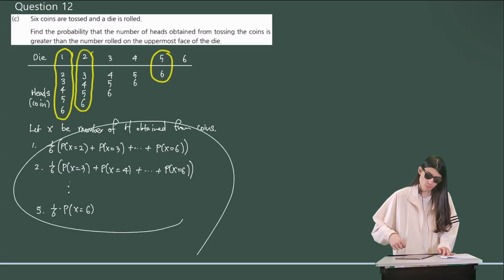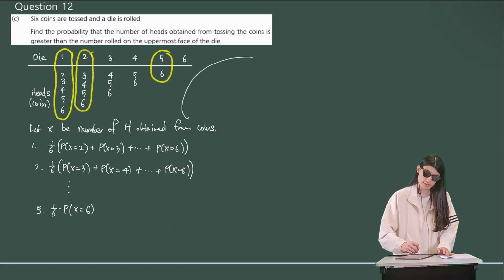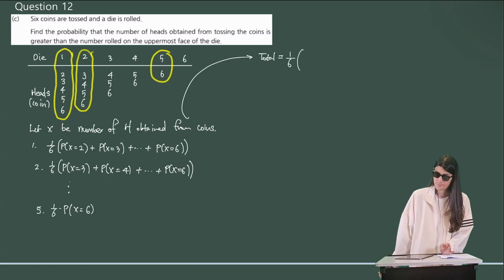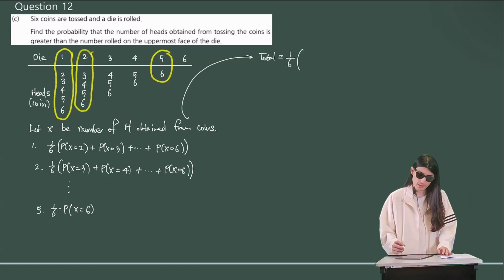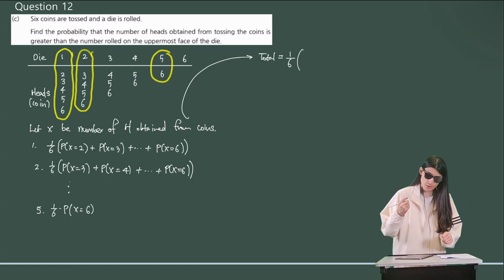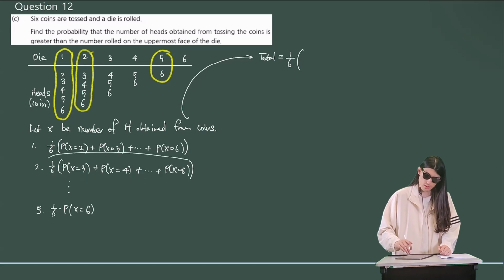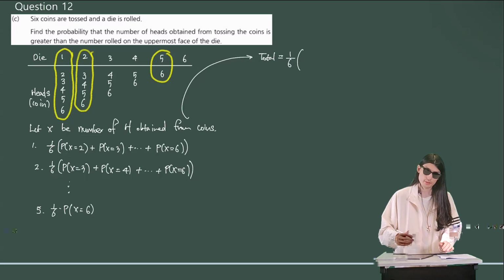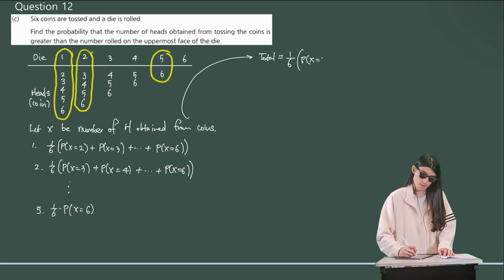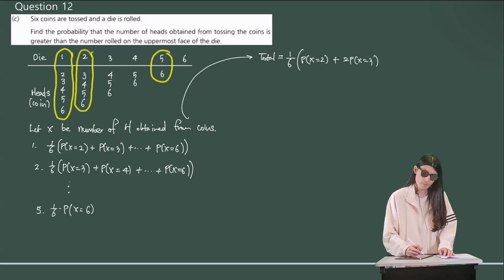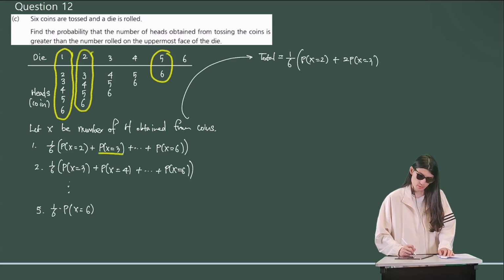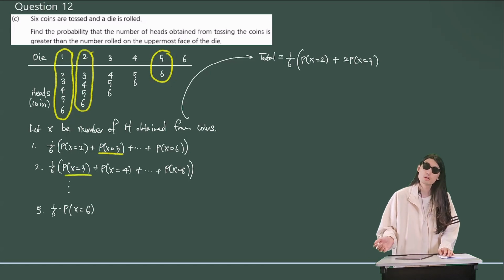That's all of these added, isn't it? The total of which, you're going to have 1 on 6 as your common factor. And then you can see that when you add these, you'll actually end up with a bunch of like terms. As in, you'll have 2 times p of x equals 3, which you can see right here, here, and here, right?